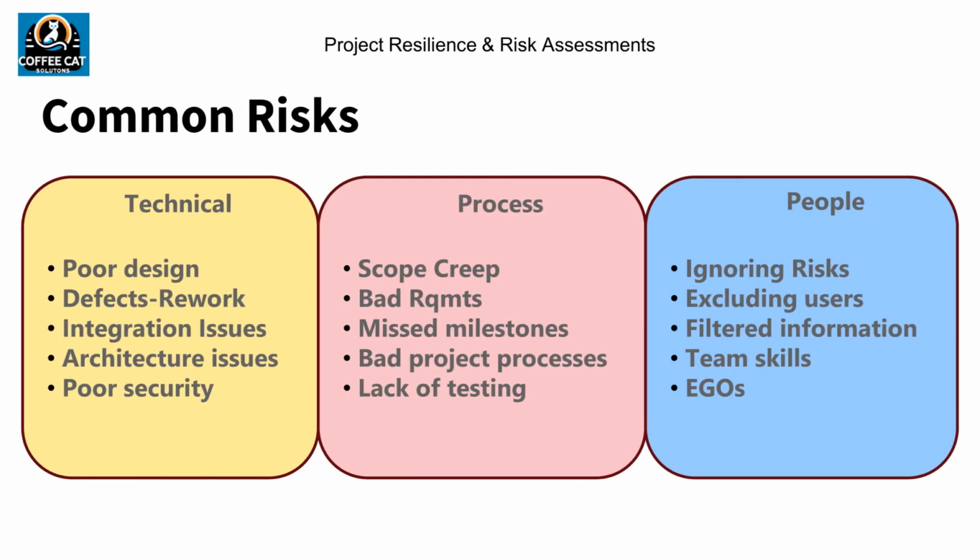Here are some of the most common project problems identified in the IT literature over the past 20 years grouped into technical, process, and people risk cubes. The issues I see most often are poor design and high defect rates and rework, bad requirements or stories, missed milestones, bad project processes, and lack of testing. And project managers and/or executive sponsors ignoring risks altogether.